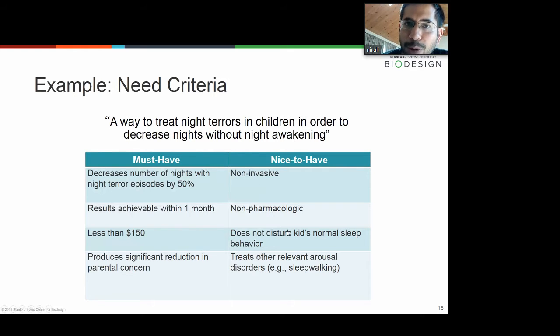The nice-to-haves is where you have a little more wiggle room. The nice-to-have is like, this is the ideal product. If we don't get it exactly, that's okay, as long as we have the must-haves. So you have the two categories here for you guys to use for the definition of the criteria.